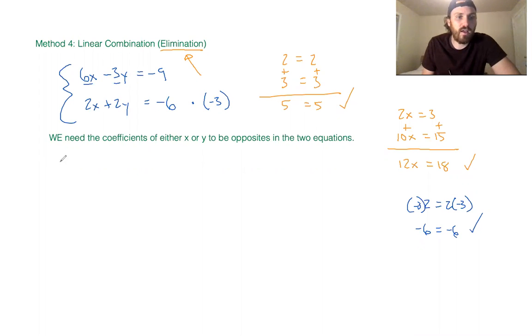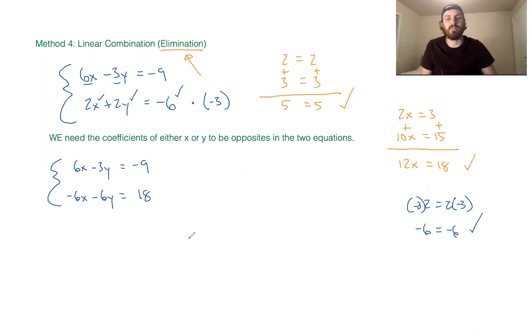Okay, so we're going to rewrite the first equation exactly as is. 6x minus 3y equals -9. Now we're going to multiply the bottom equation, and we're going to write -6x minus 6y is equal to 18. So I multiplied that by -3, that by -3, and that by -3 to make sure that my equation is still balanced. Finally, I'm going to add these two together.